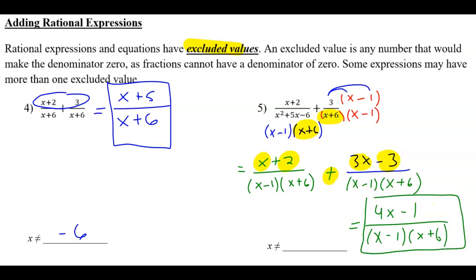And the excluded values, you have to exclude any x values that cause any of the factors in the denominator to be 0. So if you look at this factor, that x value could not be 1 because 1 minus 1 is 0. And if you look over here, this could not be -6 because -6 plus 6 is 0. So in this case, our two excluded values are 1 and -6.